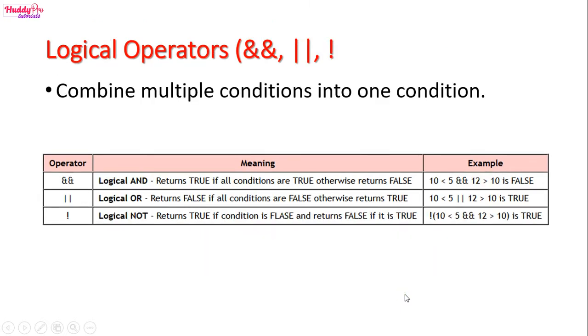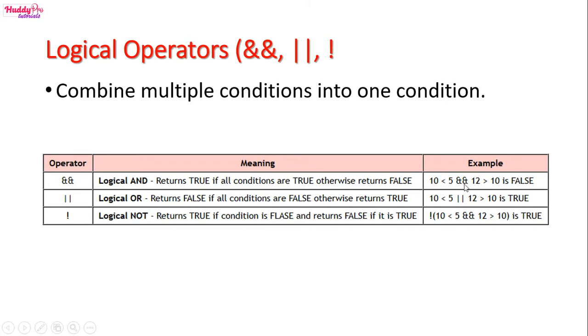Then we have what we call the logical operators. These are symbols used to combine multiple conditions into one condition. This table still provides information about the logical operators. So we have the logical AND, the logical OR, and the logical NOT. The logical AND returns true if and only if all the conditions are true. So if any of the conditions is false, then the complete condition becomes false.